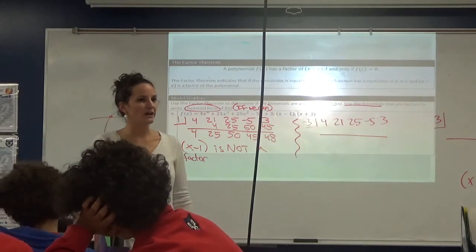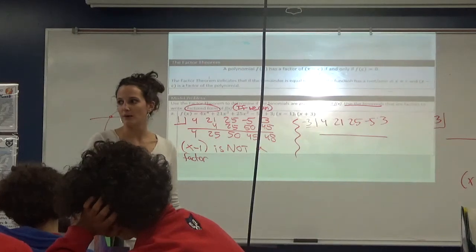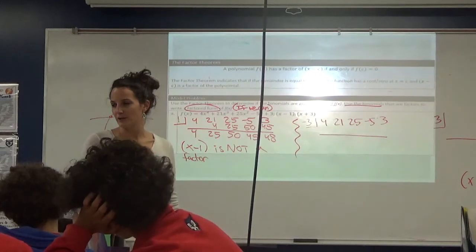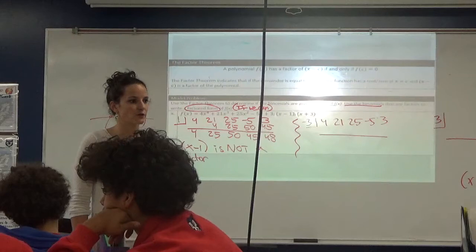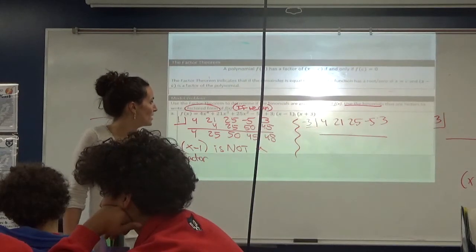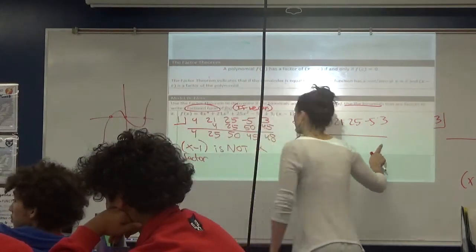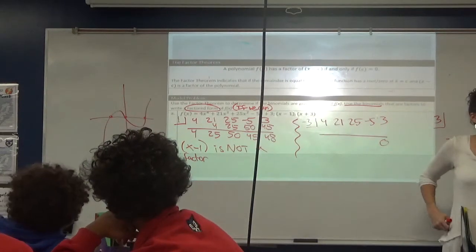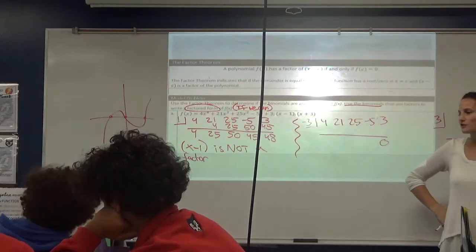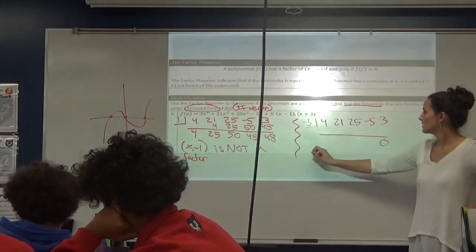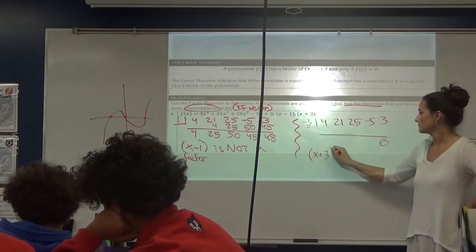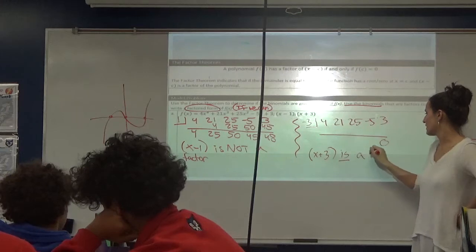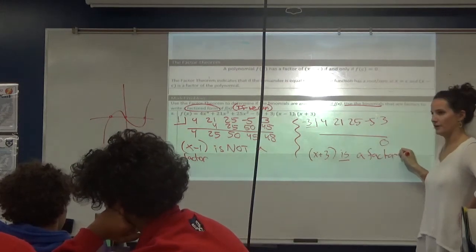Okay, bring it back. Let's go with someone I haven't heard from in a while. Samantha, coming over to you. Everyone else voices off. Samantha, what did you get as your remainder for this one? 0. So I'm not going to check all the numbers, but this one should have worked. You should have gotten 0. So Samantha, what was your conclusion? That x plus 3 is a factor of f of x.